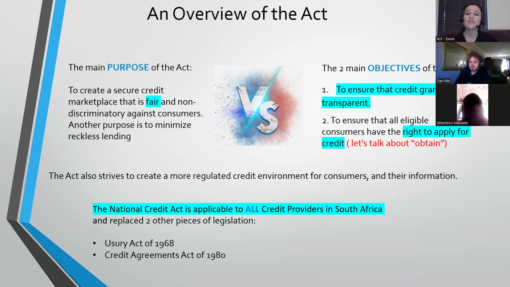Okay, so tomorrow they say the main objectives and they give you one option that says to ensure that credit granting is transparent. But the second option, they say to ensure that all eligible consumers can obtain credit. What does obtain mean? Obtain means to get it, right? So that's not true because not everyone applying will get it. So don't let the way that they pose the answer confuse you. Everyone can apply, but not everyone will be approved or not everyone will obtain it or not everyone will get it. Okay, different words coming to the same conclusion.